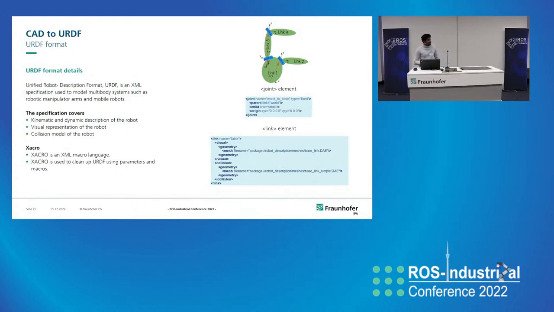To give a brief overview of what URDF is: URDF is the Unified Robot Description Format. It's an XML specification where we can define robot manipulators and mobile robots, anything with links and joints. The specification covers the kinematic and dynamic description of the robot. It can also do the visual representation and the collision model of the robot. And I have mentioned a word called Xacro. Xacro is an XML macro language. We use Xacro to clean up the URDF in the sense that we use parameters and macros, which are not available in normal URDF.